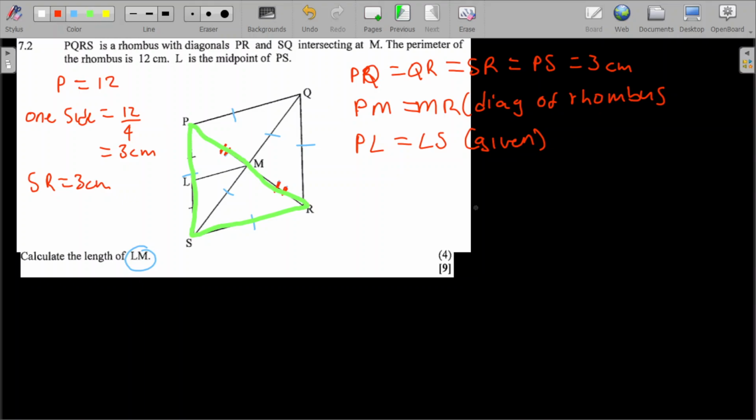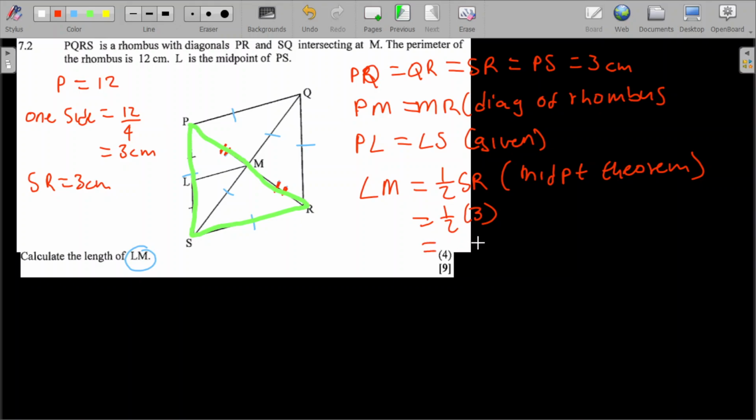Now we can say LM is going to be equal to 1 over 2 of SR. Why? Because of the midpoint theorem. I hope you still remember the midpoint theorem. So what is my SR? It's 1 over 2. SR is 3. And then the answer here is going to be 3 over 2, which is equivalent to 1.5 centimeters. That's how we find LM.